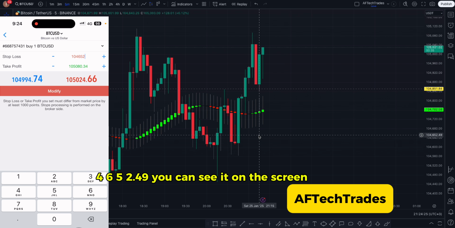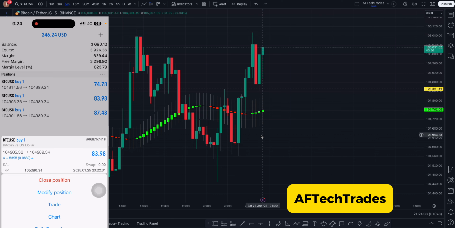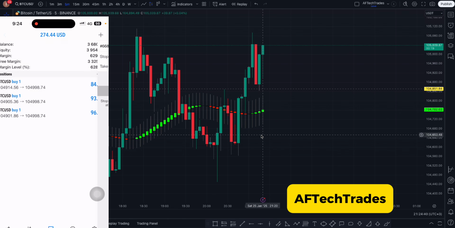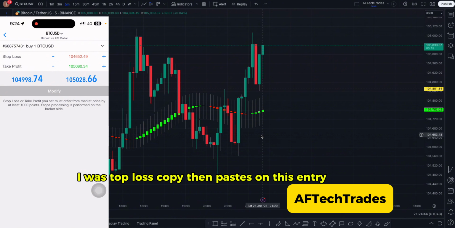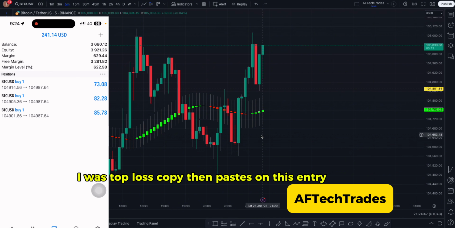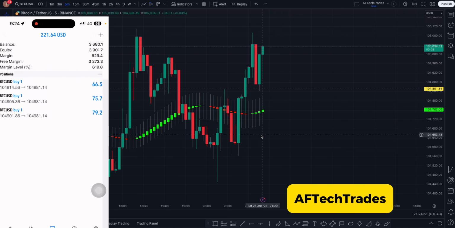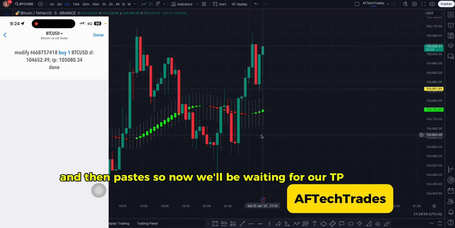104,652.49. You can see it on the screen. This line, where this line is right now. So you copy and paste if you entered multiple positions, right? So let's see. Oh, and we go back and copy it. Our stop loss, copy, then paste on this entry, paste, copy, and then paste. So now we'll be waiting for a TP.